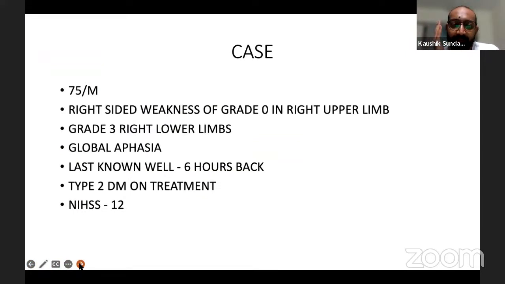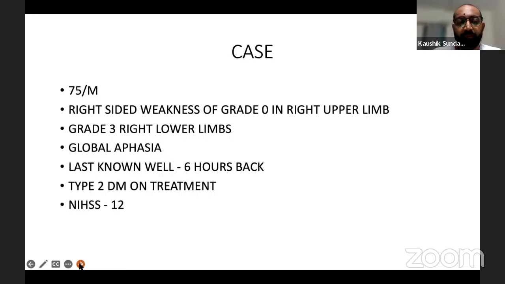So the first question that we'll start with. He is a patient with right-sided weakness, grade 0 in upper limb, grade 3 in lower limbs, global aphasia, NIHSS 12. Last seen 6 hours back. The first question that we need to ask ourselves is, what is the imaging of choice in these patients? Would we like an MRI or would we like a CT?